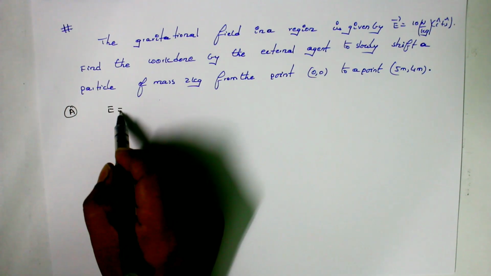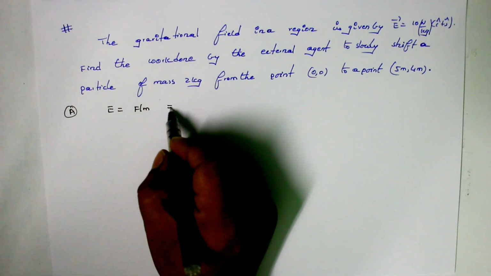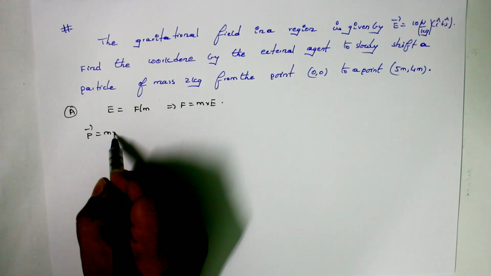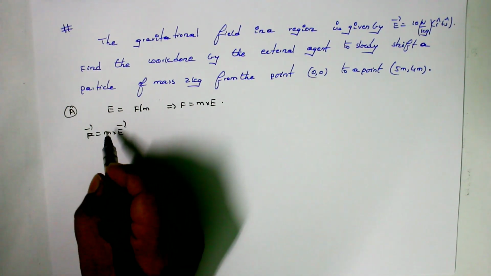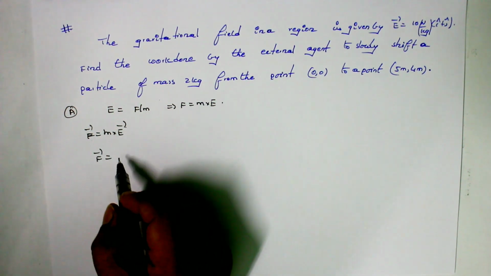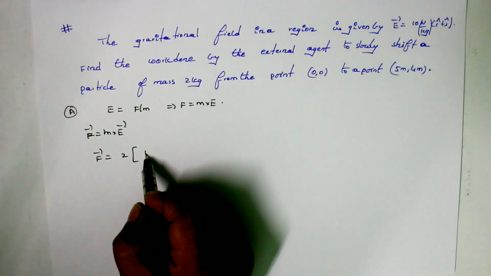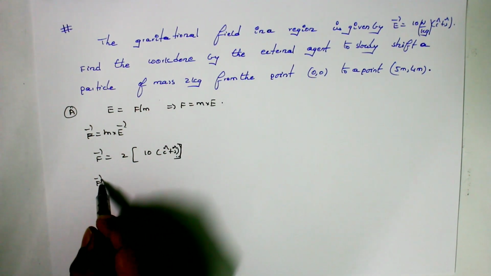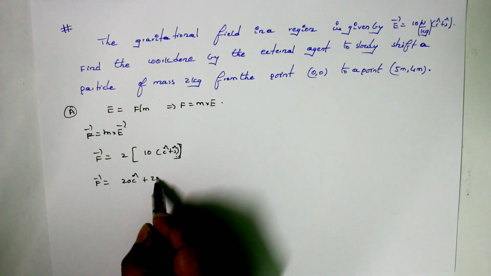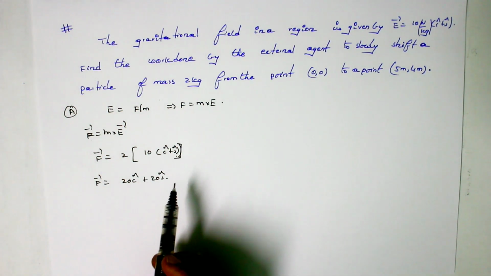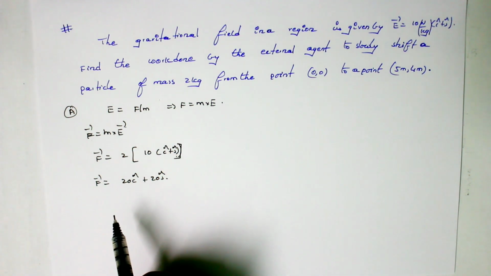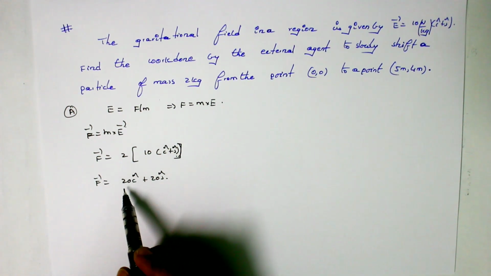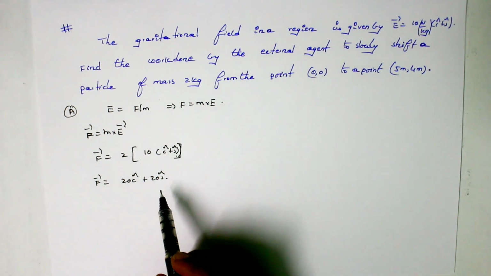We know gravitational field intensity E is equal to F by M. Therefore F is equal to M into E, so the force F can be written as M into E. The mass of the particle is 2 kg and the E value is 10 i cap plus j cap. Therefore F is equal to 20 i cap plus 20 j cap. This is the force acting on this particle. Now this force has two components: along the x-axis it has a magnitude of 20, and along the y-axis also it has a magnitude of 20.